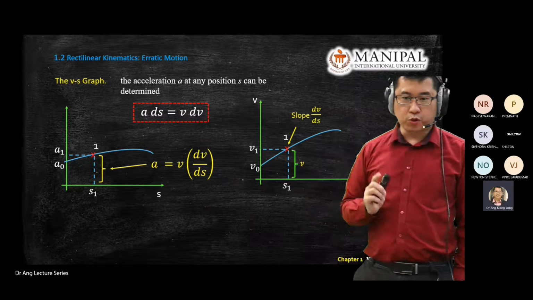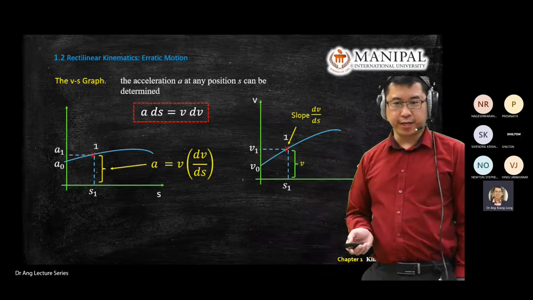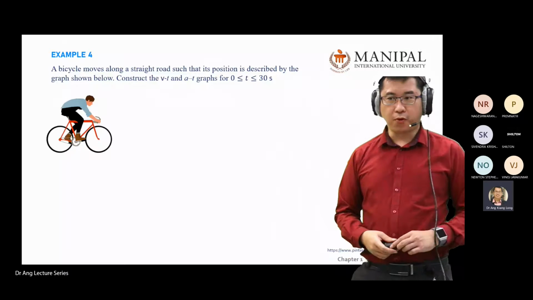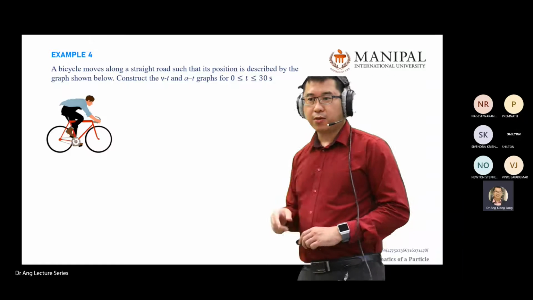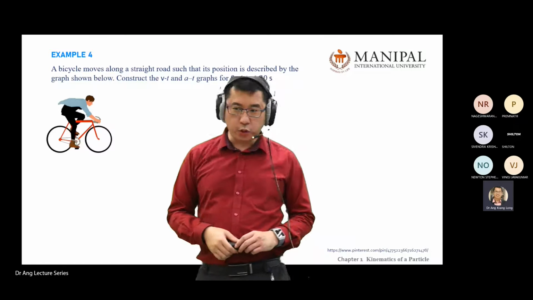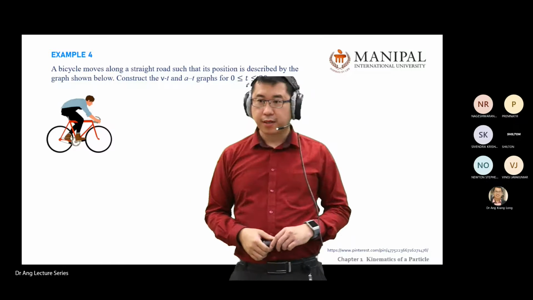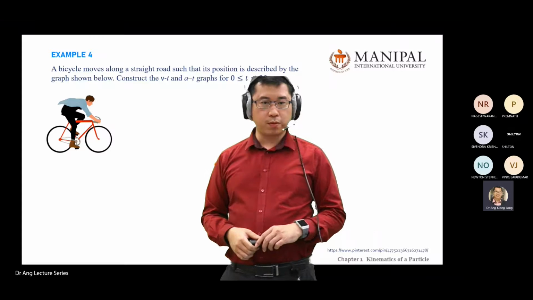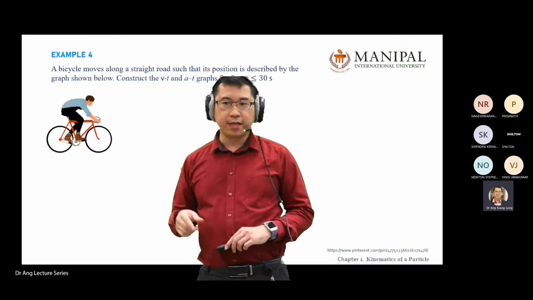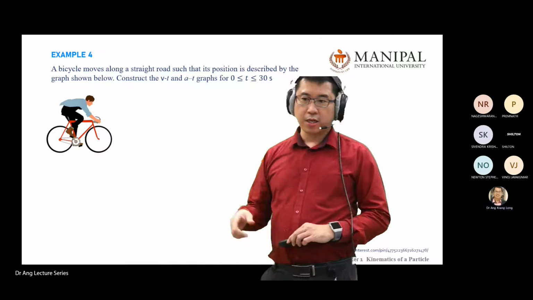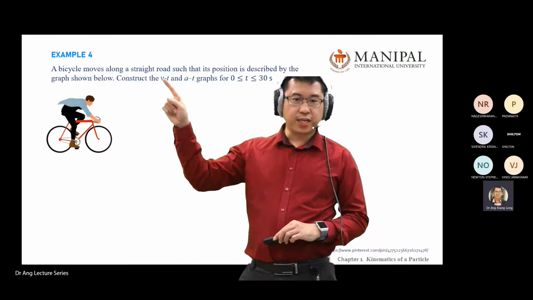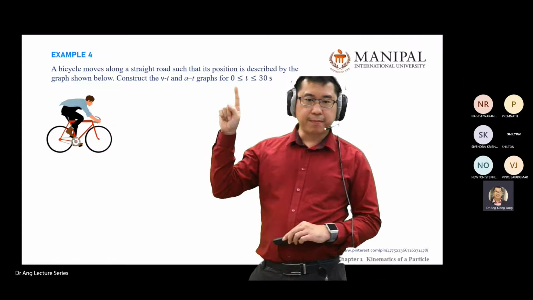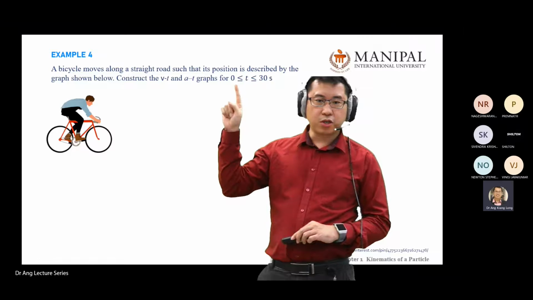Let's look at one tutorial question, then we call it a day. We are now at example number 4. A bicycle moves along a straight road such that the position is described by the graph below. We'll be given a graph later. Construct the VT graph and AT graph for the time from 0 to 30 seconds.